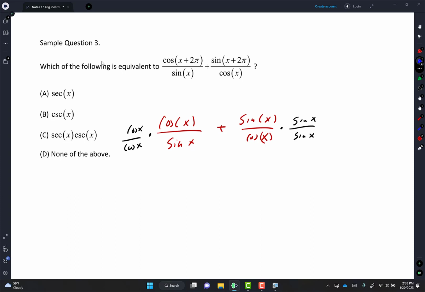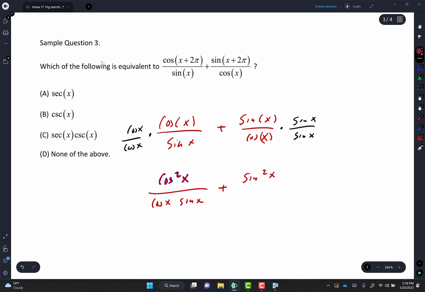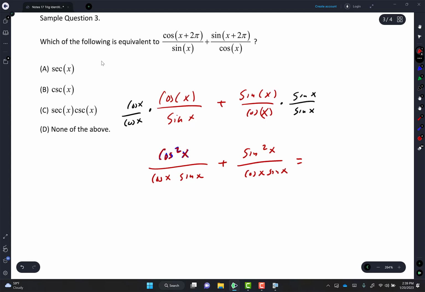Cosine times cosine. What is it? Cosine squared x. Oh, why did I go to blue? I tried to push red here. Cosine squared x over, and I'm going to write it as cosine x sine x, plus sine x times sine x, sine squared x over cosine x sine x. And yes, you could have done it in one. You don't have to do it like this.